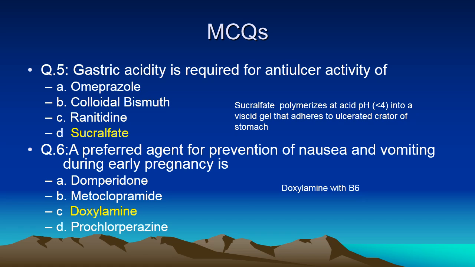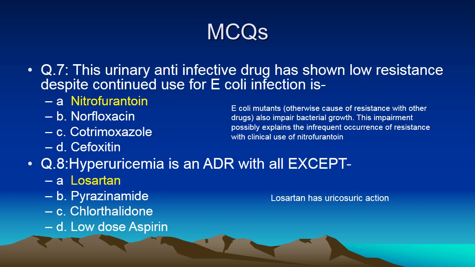Question 6. A preferred agent for prevention of nausea and vomiting during early pregnancy. Here a word of caution: no drug is safe, but among the four, doxylamine along with B6 has been used for several years and has been found to be relatively innocuous.